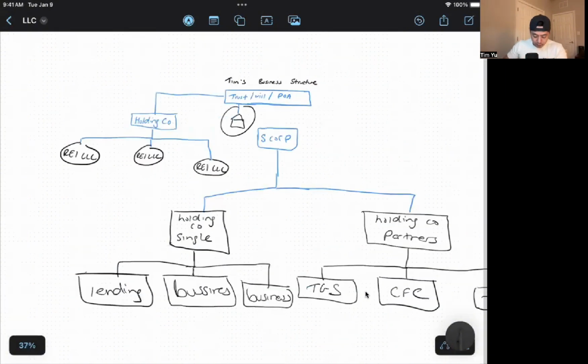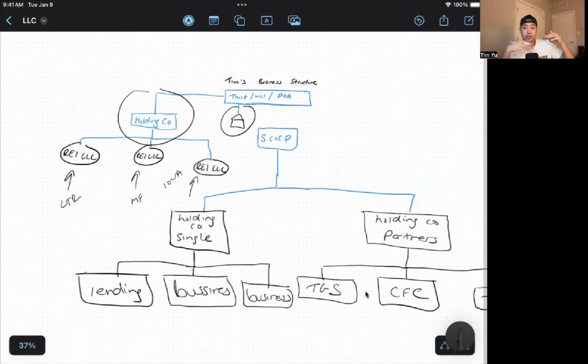The next part of the plan here, so from the trust, we have the holding companies here. So these holding companies are strictly just my real estate businesses, right? So these are any long-term rentals. This is my long-term rental here. This is a multi-family property that we own, and then this is a property out in Iowa. So if you guys don't know, I have 6 properties in Iowa, and these are all put into different LLCs. And like I said before, I'm going to deep dive what exactly is inside my real estate portfolio and how they're all structured within this LLC.